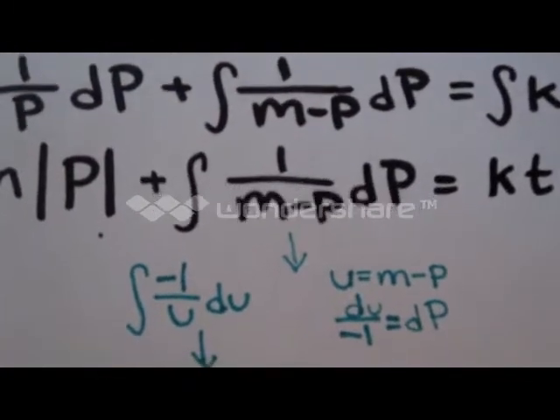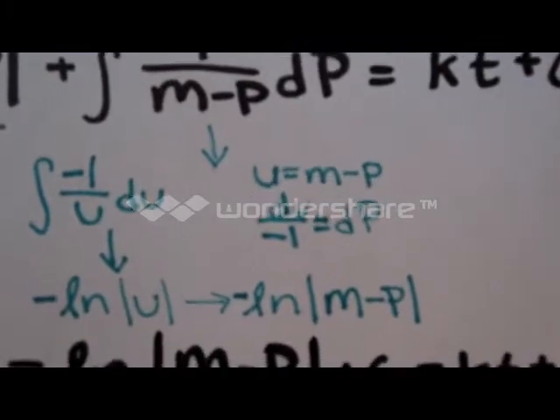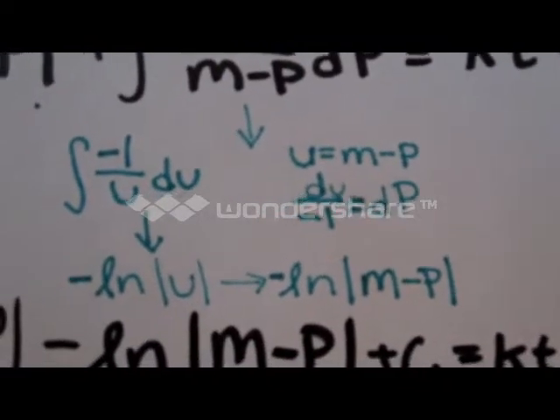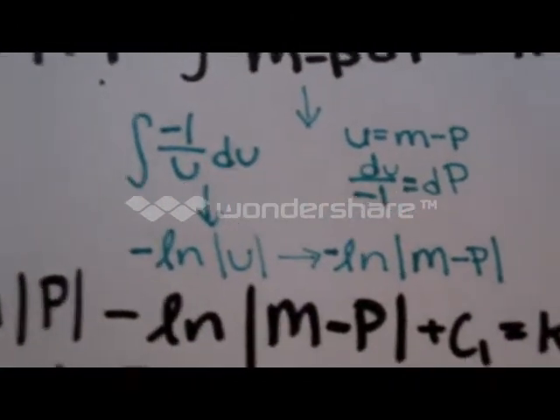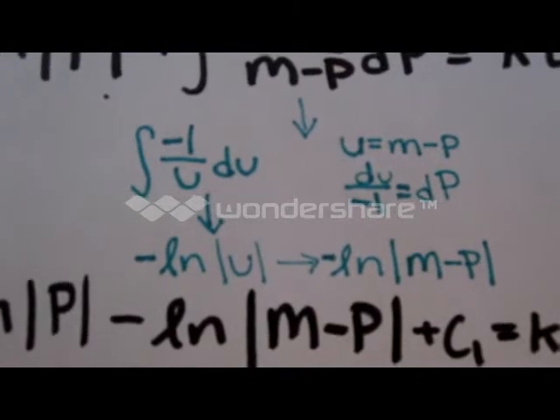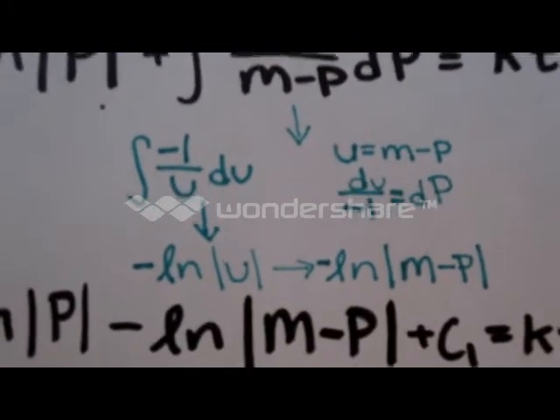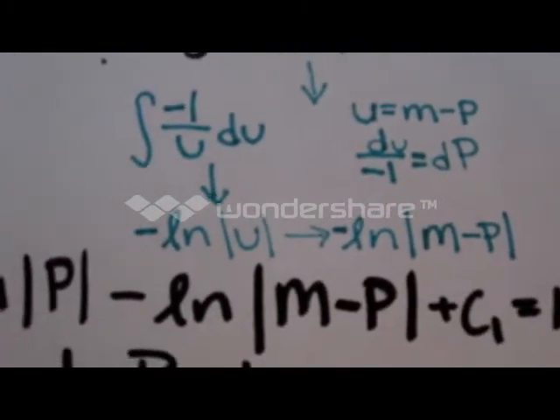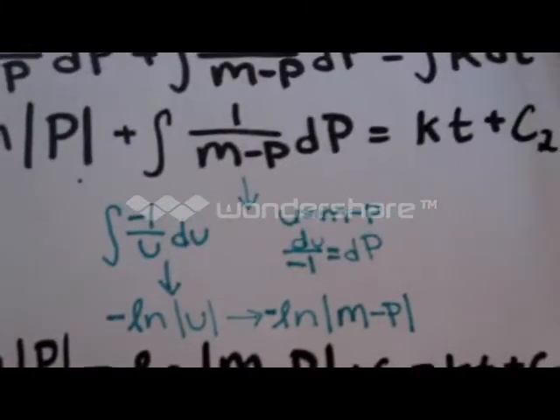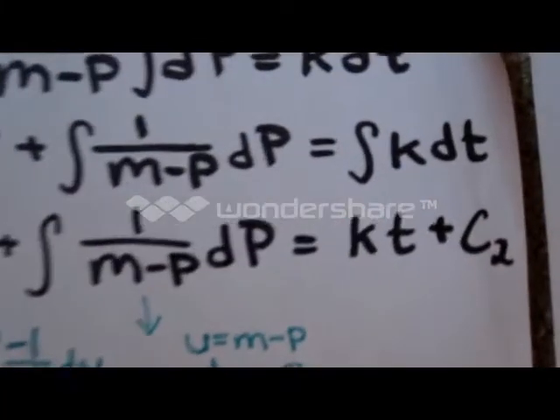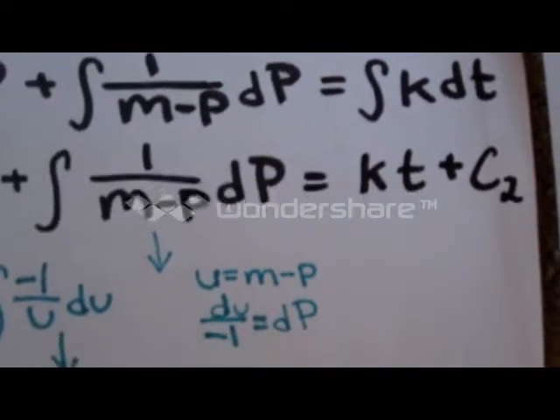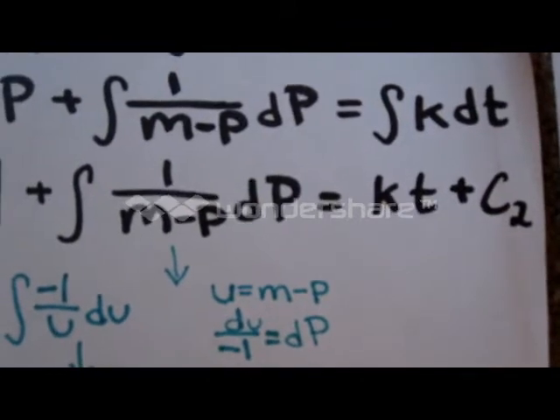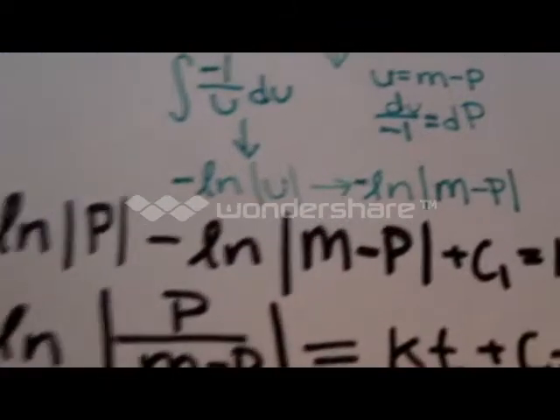For 1 over m minus p, let u equal m minus p. So that's du over negative 1 equals dp, and you plug that back into the equation. It's negative 1 over u, same as negative natural log of u, and when you put m minus p back into the equation, it's negative natural log of m minus p. And the integral of k is a constant, so it would be kt, and don't forget to add your c's when you integrate. So there's going to be c1 and there's going to be c2.